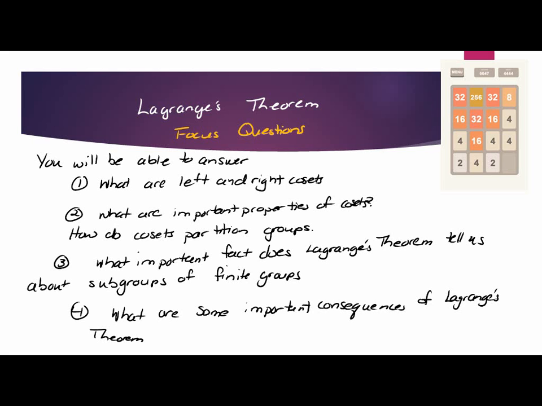So what are the important properties of cosets? How do cosets partition groups? What important fact does Lagrange's theorem tell us about subgroups of finite groups? And what are some important consequences of Lagrange's theorem?